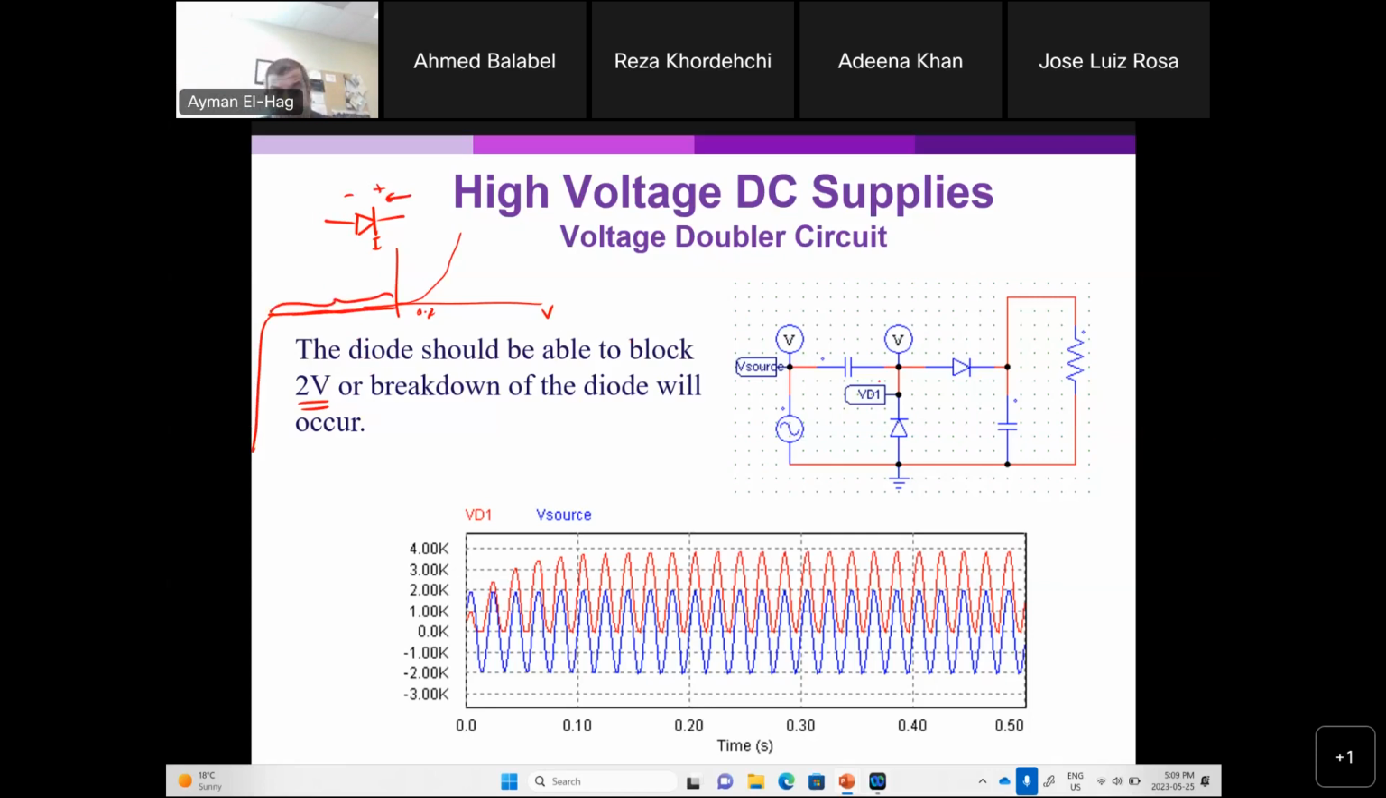So you want to make sure that when the diode is reverse biased, it can handle this 2V, double the voltage of the supply. And here it's 4 kilovolts. So you have to select a diode that is not just good in forward bias, but also make sure that this diode doesn't break as we go into reverse bias.